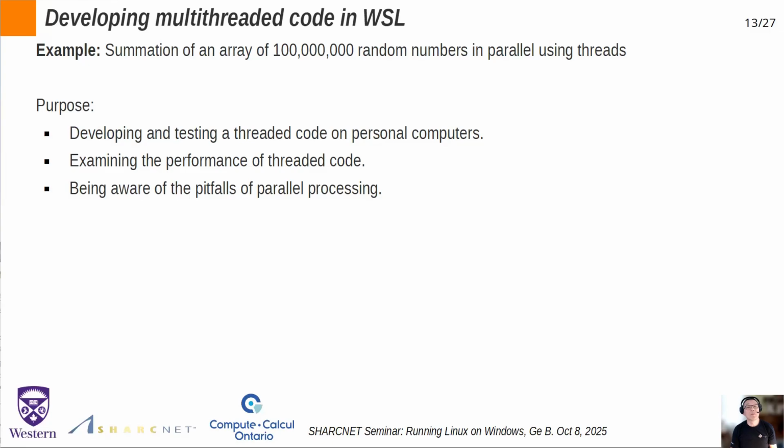So the first example is a multi-threaded code in C++. I'm just adding 100 million random numbers in parallel using threads. The purpose of this example is to show developing and testing a threaded code on personal computers before you mess around with the clusters. And the second is we can examine the performance of the threaded code and also be aware of some pitfalls of parallel processing.